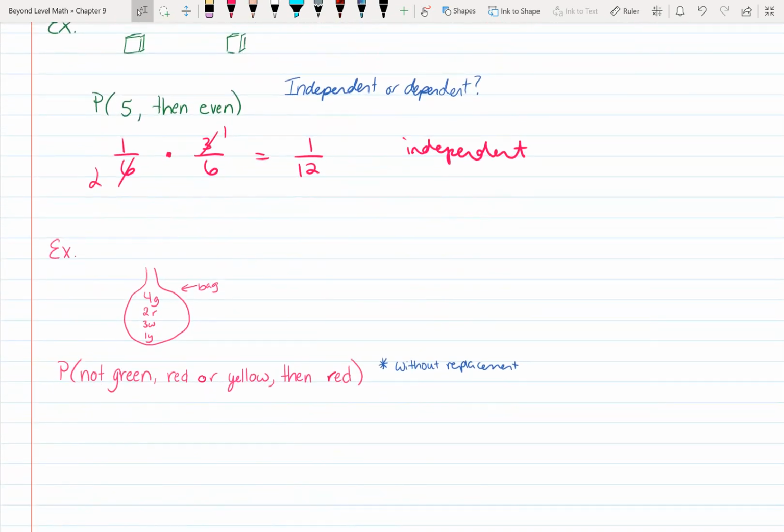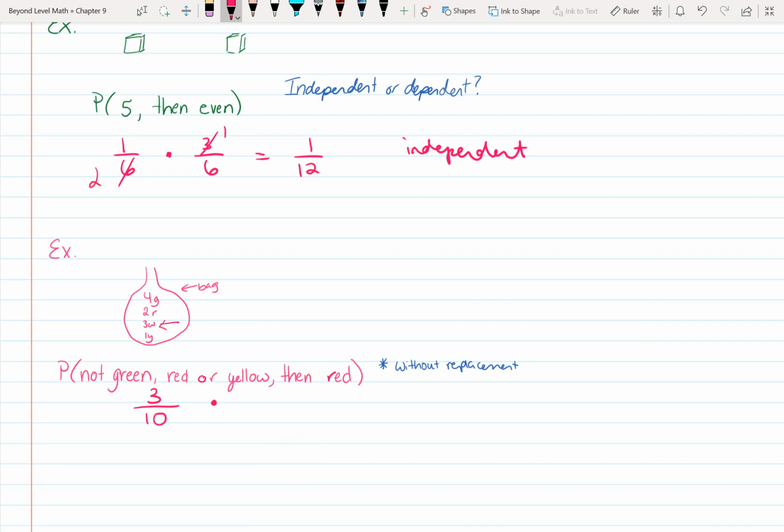Alrighty, this is our last example. It says probability of not green, red, or yellow. Okay, well, this bag 4G is 4 green, 2 red, 3 white, 1 yellow. So if it's not green, red, or yellow, well, then our only option is the white. So 3 out of 4 plus 2 plus 4 is 10. Then, so the word then means multiplication.